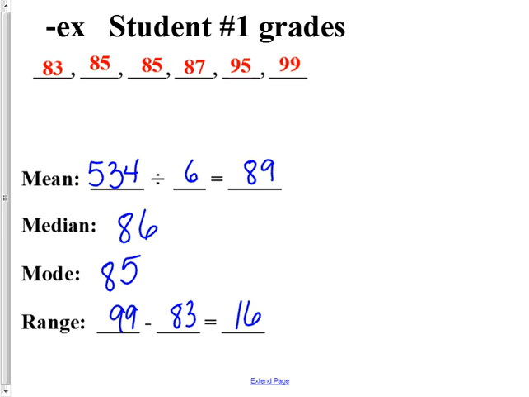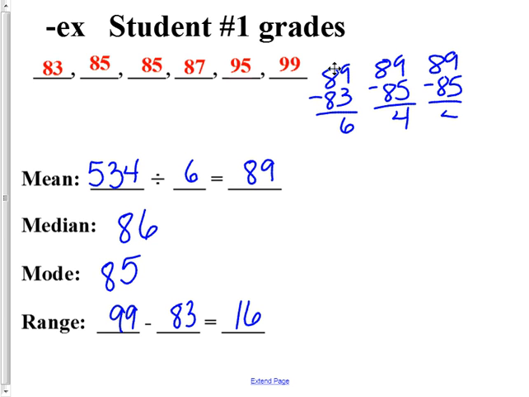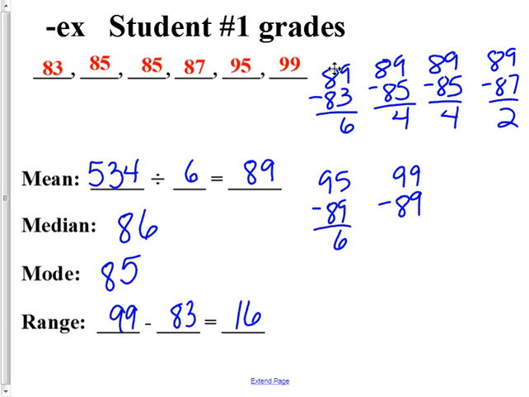So we've already got the mean of 89, now we're going to go through and find the difference between each of the pieces of data and 89. So, for example, 89 minus 83 is 6. 89 minus 85 is 4. 89 minus 85 again is 4. 89 minus 87 is 2. 95 minus 89 is 6. And 99 minus 89 is 10.